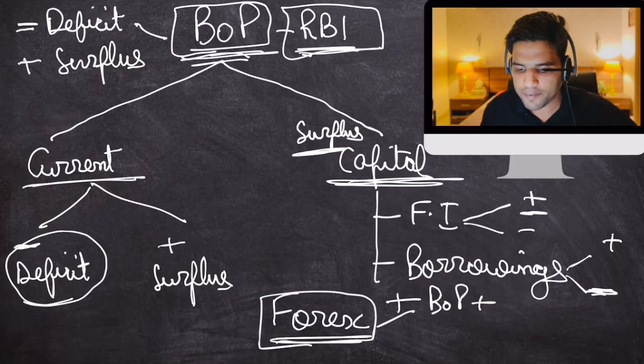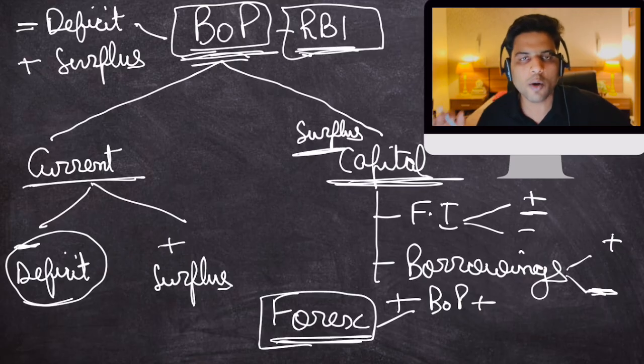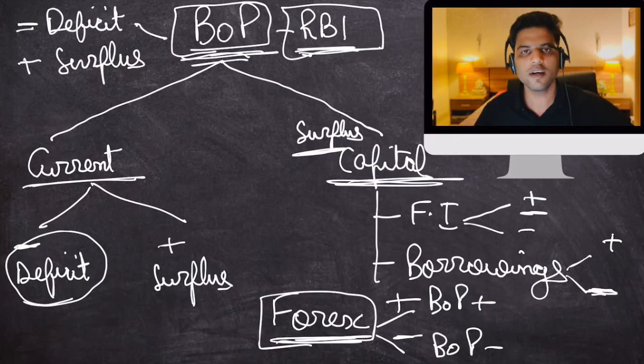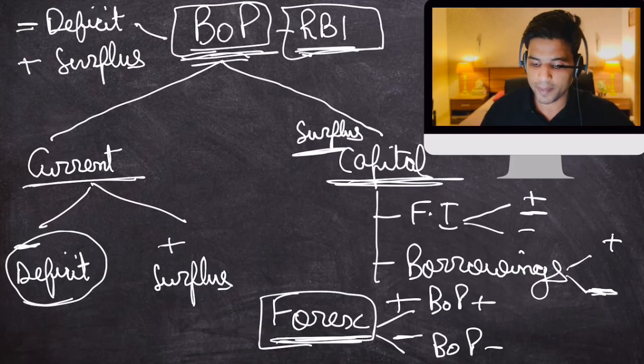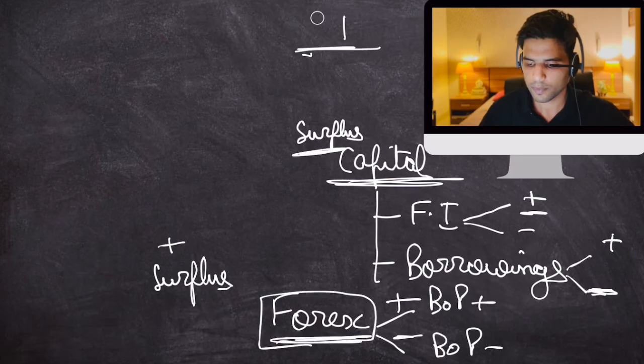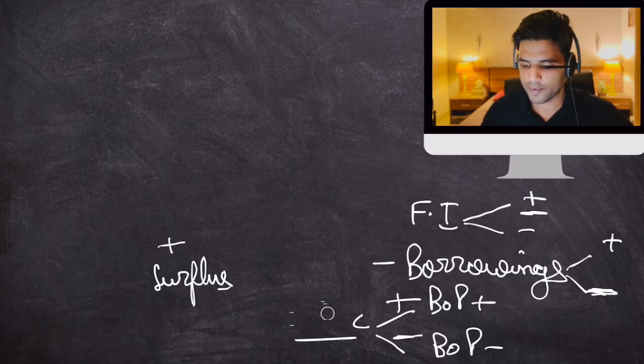And if there is a deficit, that means there is extra money getting out of India, and that money goes out of forex reserves. So if there is a balance of payment deficit, then forex reserves decline. Okay, make sense? Simple. Now hear me out carefully, and this is very important. Here you'll understand why trade deficit is not so bad after all.